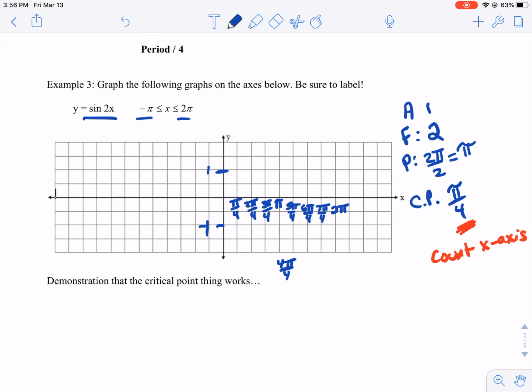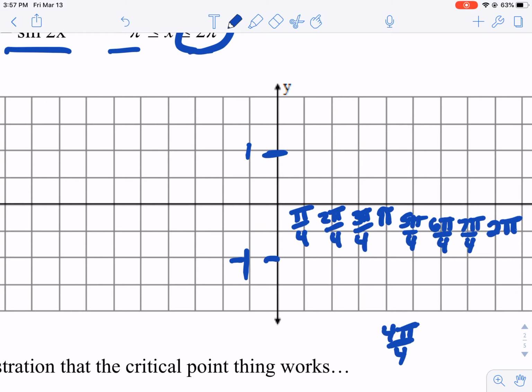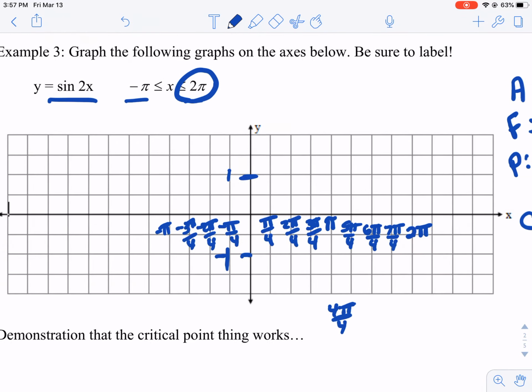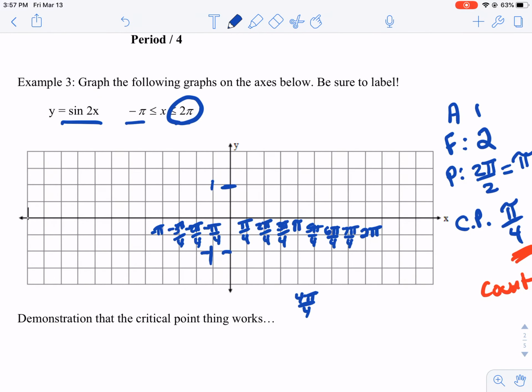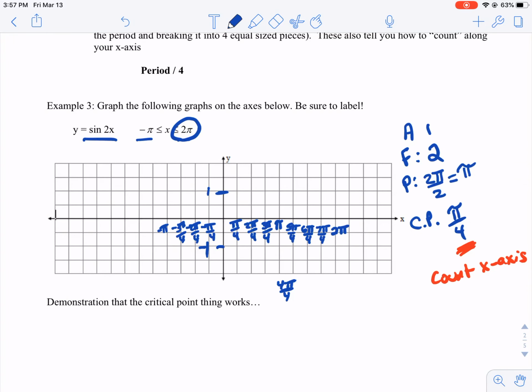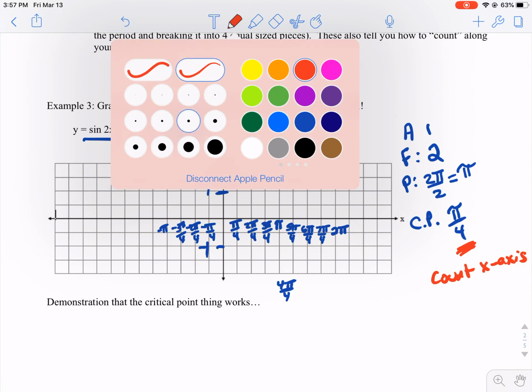So the critical points tell us how to count. And I got to keep counting until I get up to what it says for my domain. Well, now I got to go in the negatives. So let me blow that back up. Negative 1 pi over 4. Negative 2 pi over 4. Negative 3 pi over 4, and negative 4 pi over 4 is negative pi. So I'm sorry that those numbers are kind of small and blur together, but you're counting by 1 pi over 4.